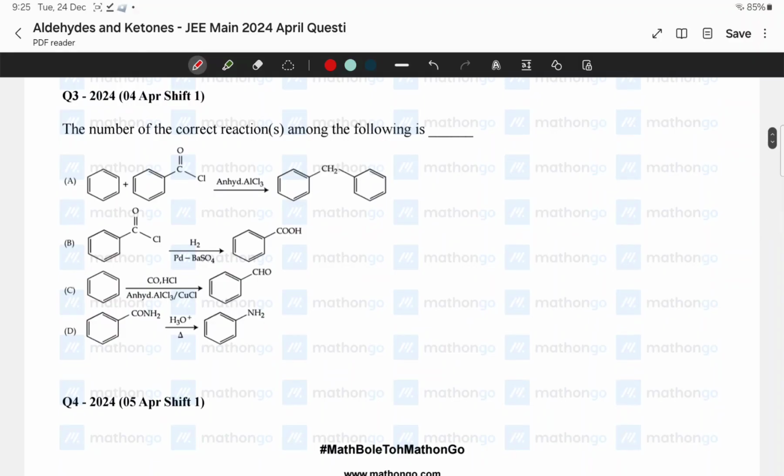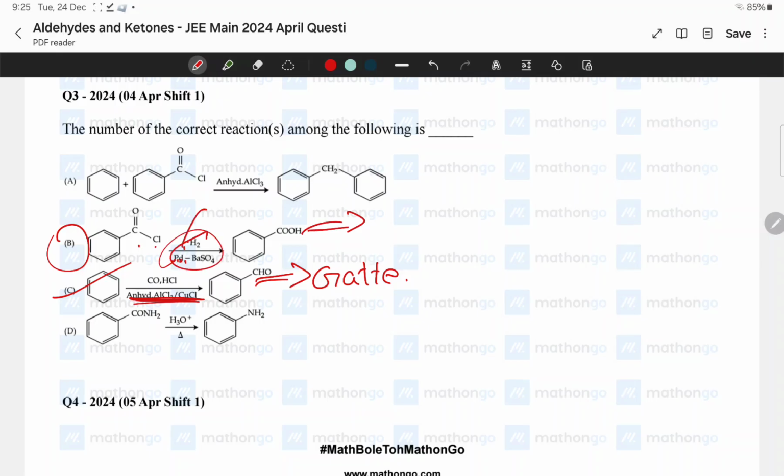Now, number of correct reactions among the following. Oh, it's a numerical question. Okay, we look. This reaction is called the Gattermann-Koch reaction, so this reaction is possible. Now reaction B, they have given the reagents for Rosenmund reduction, but here the product is not aldehyde, it is acid. So this is wrong.